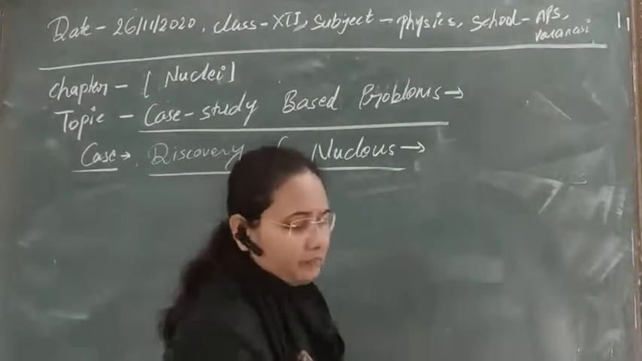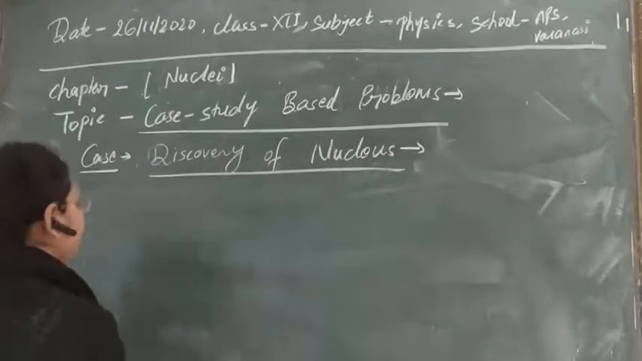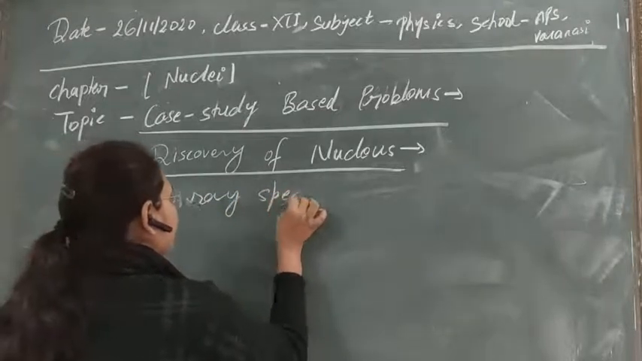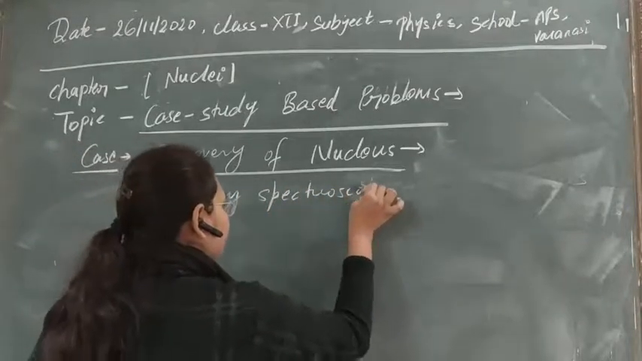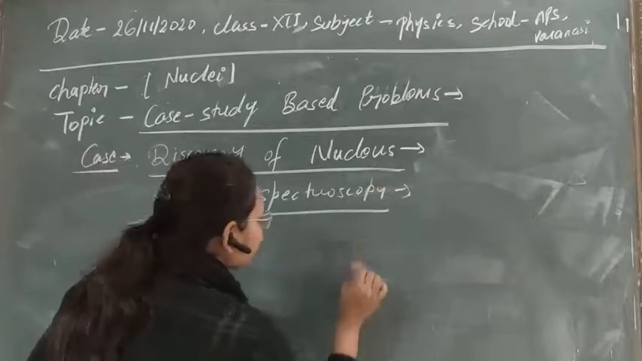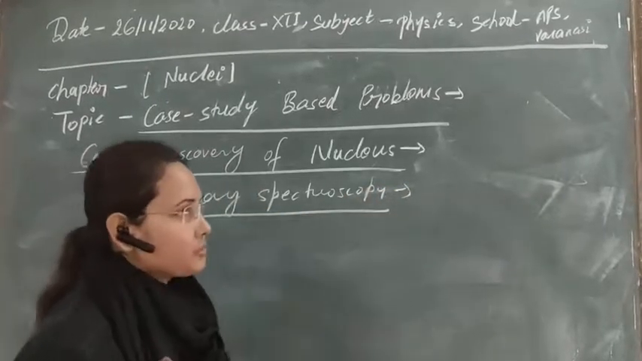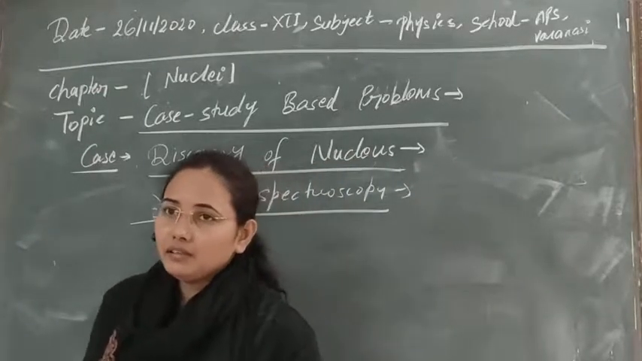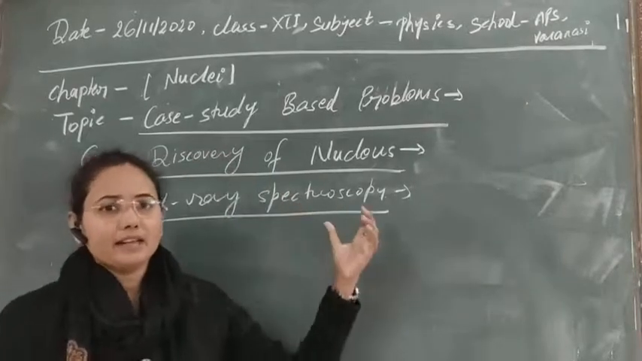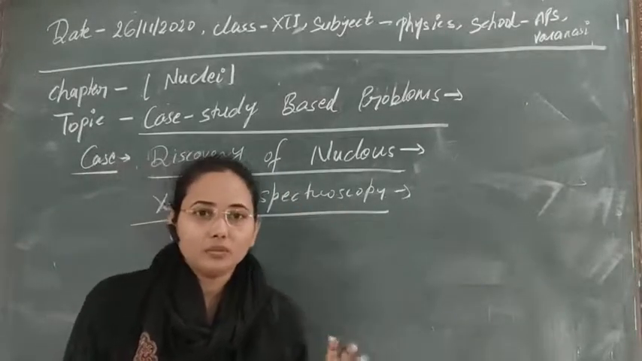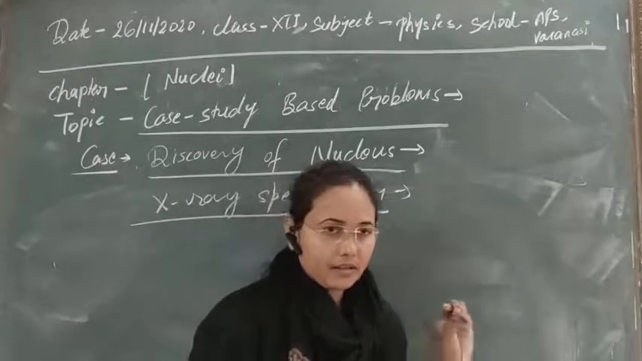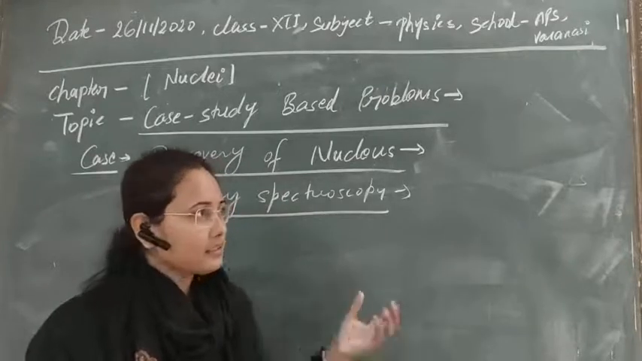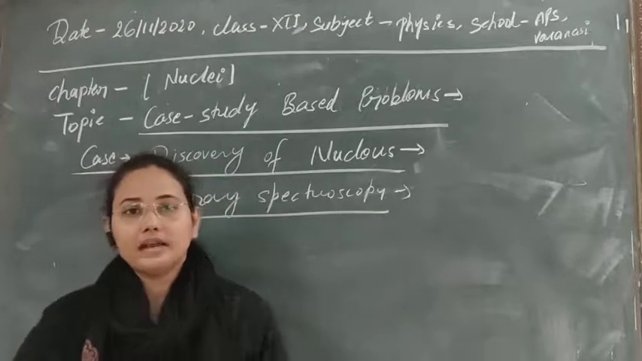Suppose that I am just taking the case of X-ray spectroscopy. Suppose this case is given to us. In X-ray spectroscopy, as you know, X-rays are produced when very fast, very energetic electrons strike the atoms of any target or any metal. In that case, a secondary emission process occurs.